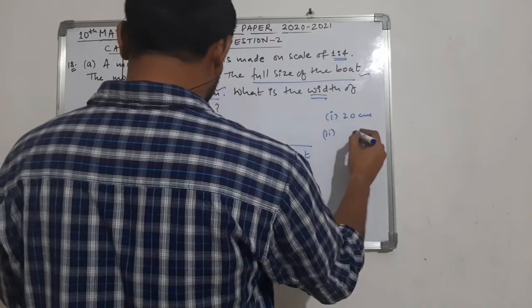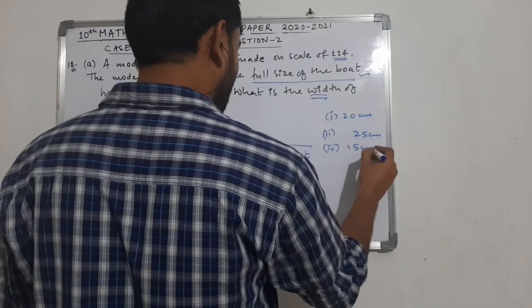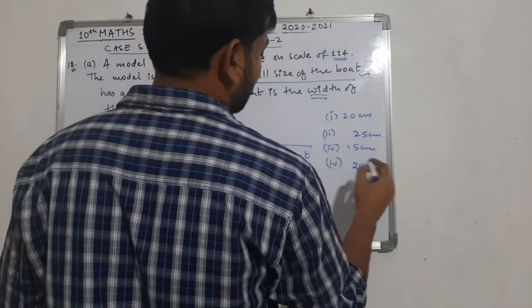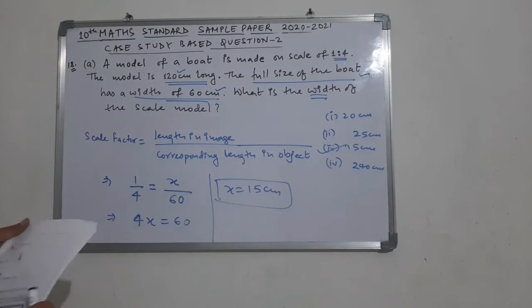Second option given is 25 centimeters, and third option is 15 centimeters, and the fourth option is 240 centimeters. So clearly the third option, 15 centimeters, is correct here.